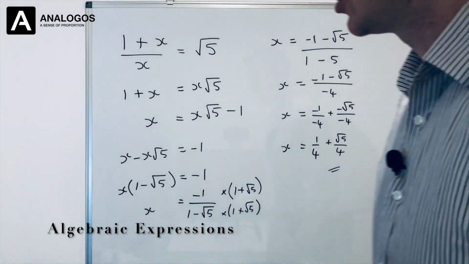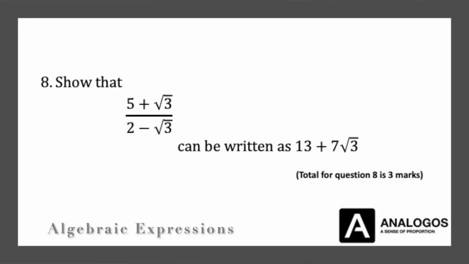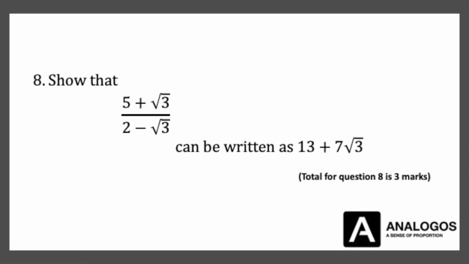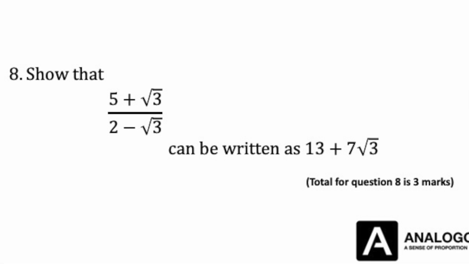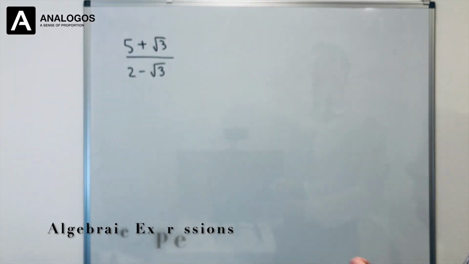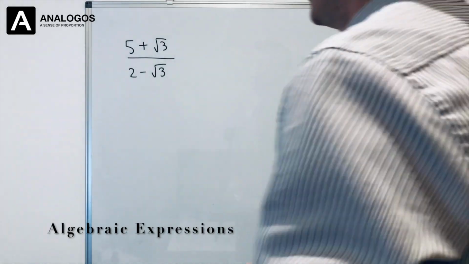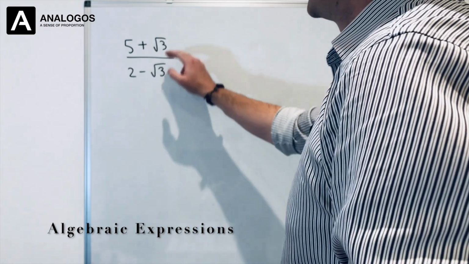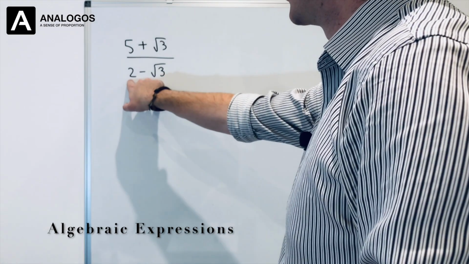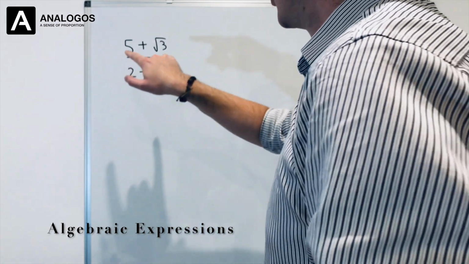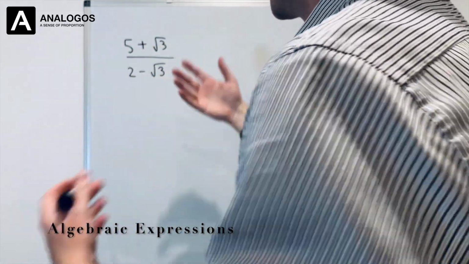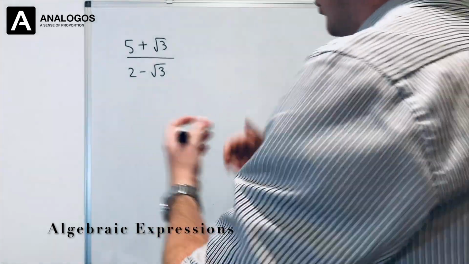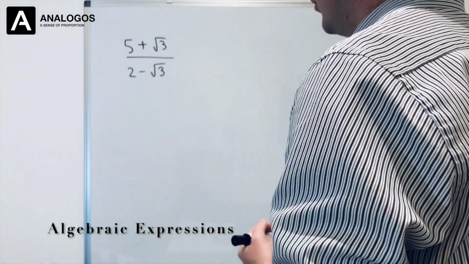Okay, let's try the next question. Show that (5 plus root 3) divided by (2 minus root 3) can be written as 13 plus 7 root 3. Okay, so again, this question is very similar to the last one. You should recognize that the denominator here is irrational. Okay, so how do we get rid of that? How do we make it rational? We're going to have to multiply by the reciprocal, known as the conjugate. Yeah, and the more you do these, the more you'll see that they're all quite similar.